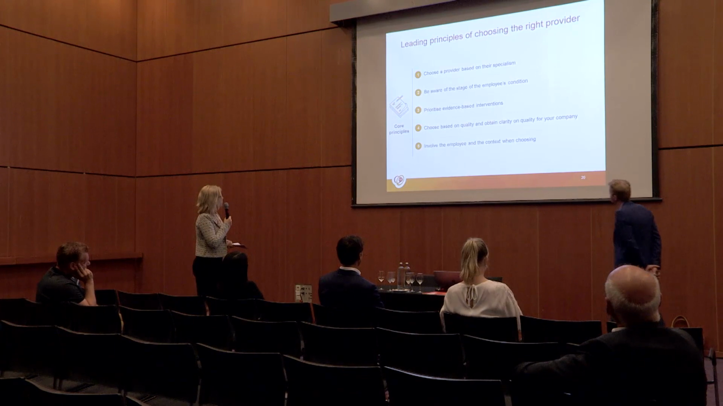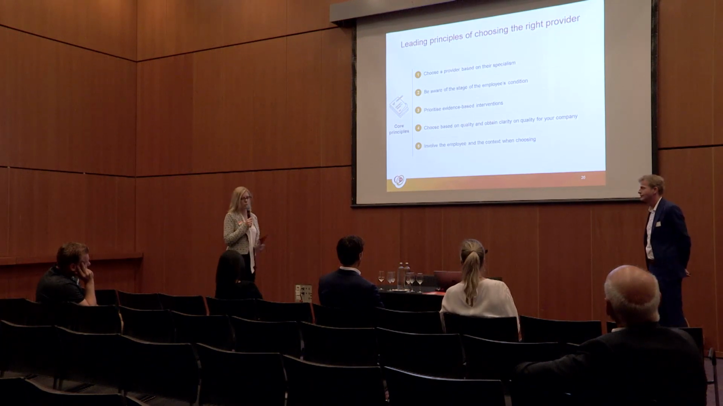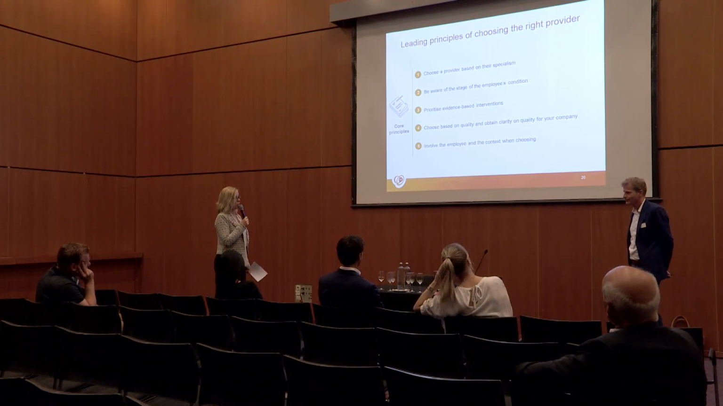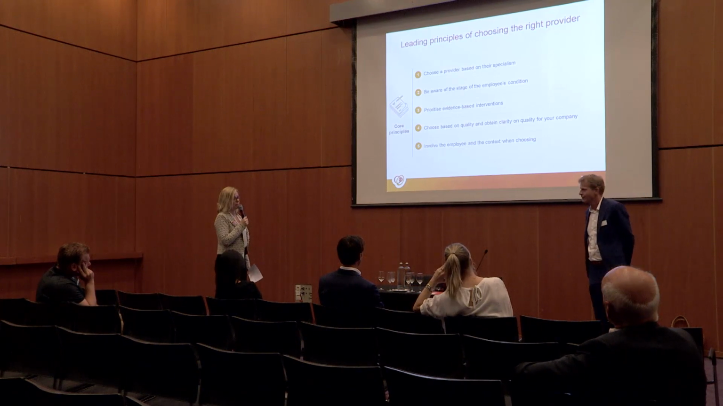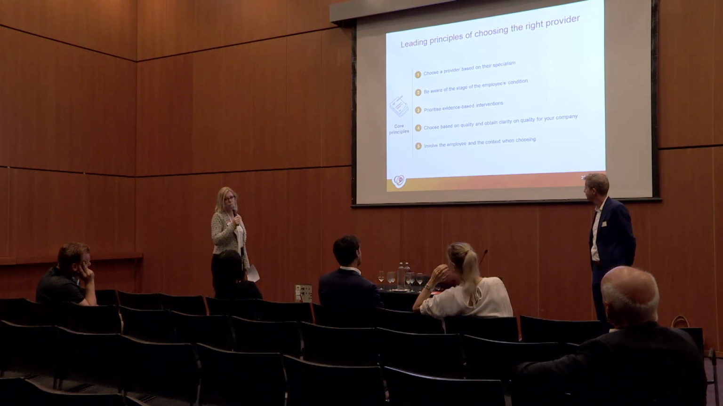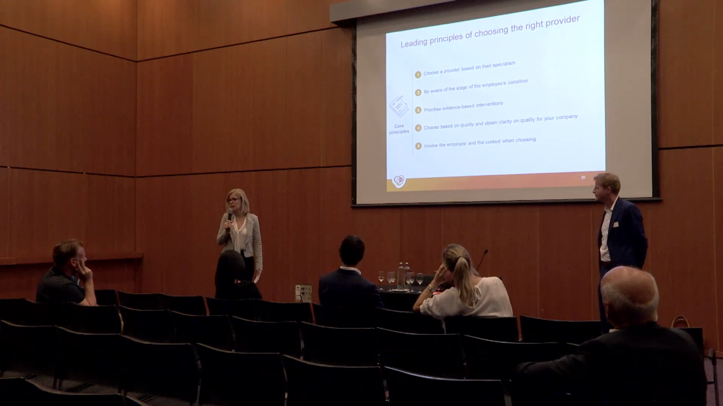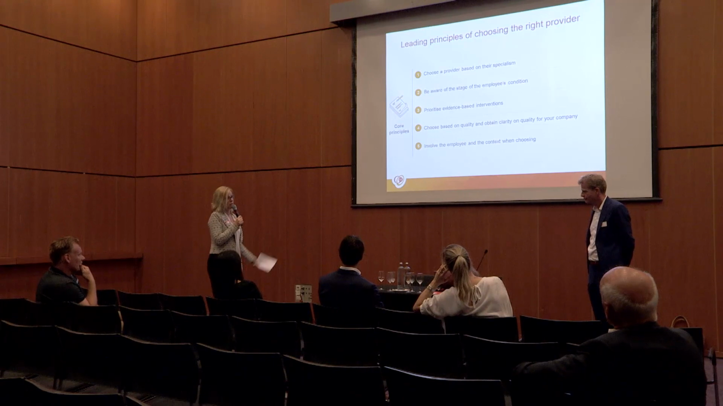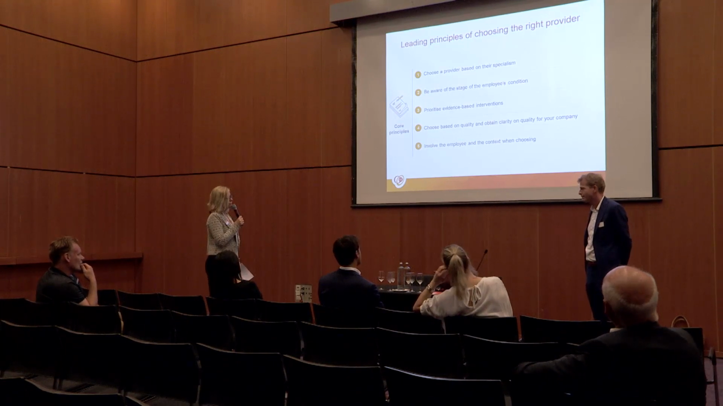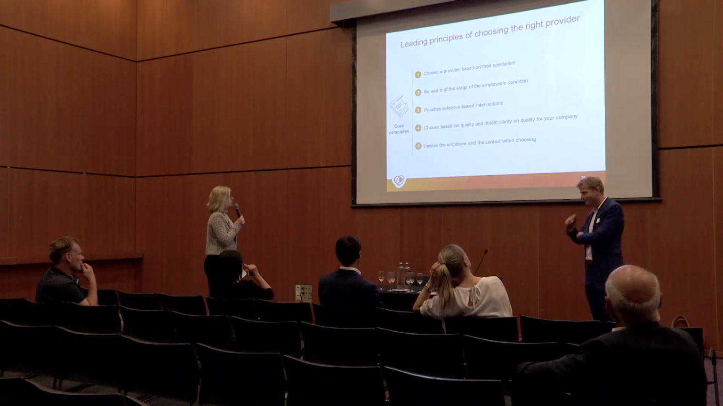The third: prioritize evidence-based interventions. Well, Wouter has discussed that already earlier. I think that's clear. 30% of the offered interventions is evidence-based, but only 1 out of 10 of those chosen is evidence-based. So we can improve at that point.